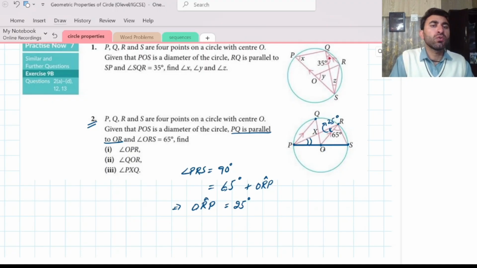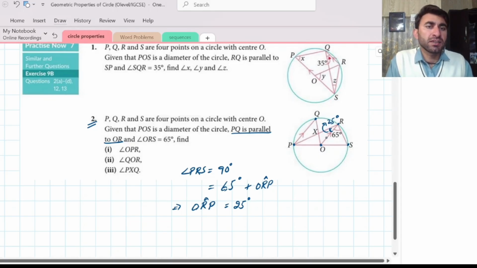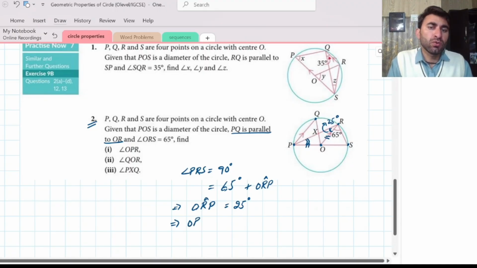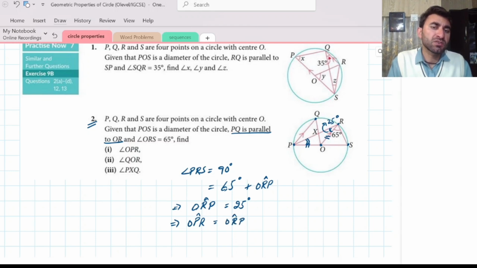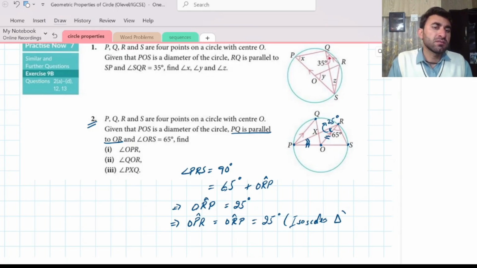As we see, the OPR triangle is an isosceles triangle because we know the sides OP and OR are equal. OR and OP both are the radial segments. So angle OPR also equals angle ORP, which was 25 degrees, and it is because of the isosceles triangle. So that was the first part.